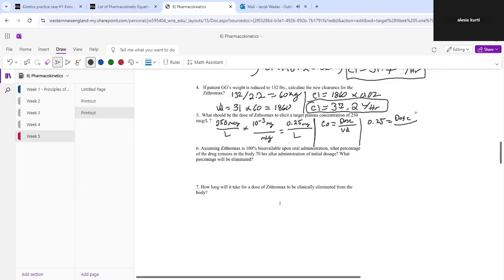1860. The first one, 9.4. What was it? 94. Anyone have the answer? 496 milligrams, yep, which makes sense because with Zithromax, your first dose is 2 tablets, which is equal to 500 milligrams to get you to that initial concentration.